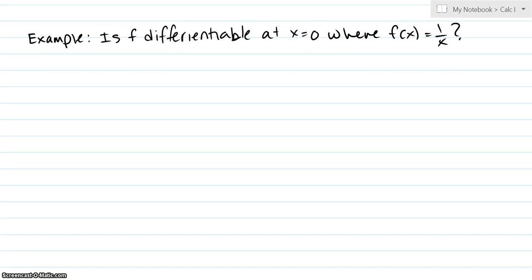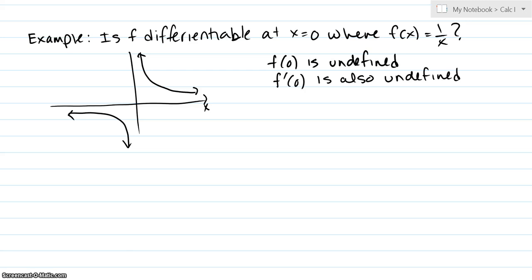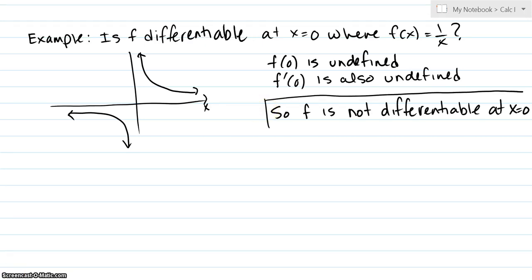Is f differentiable at x equals 0, where f of x equals 1 over x? That is not continuous there. If you remember, this looks something like this. If you graph this on your calculator, you'll get something like that. And you can clearly see that f of 0 is not defined. So f prime of 0 is also undefined. There's no tangent line at a place that's not even continuous there. So clearly, f of x is not differentiable at x equals 0.